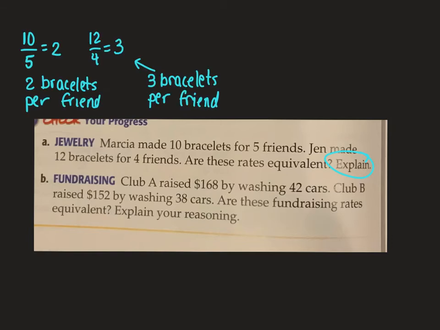All right, I get a big old fat no. Marcia made 10 bracelets for 5 friends. I did a fraction like this, bracelets per friend. Jen made 12 bracelets for 4 friends. When you divide, that's 3. So Marcia is giving 2 bracelets per friend, and Jen is making 3 bracelets per friend. I want to be friends with Jen and get 3 bracelets, so no, they are not equivalent.